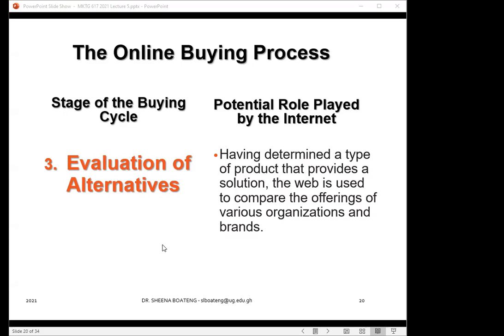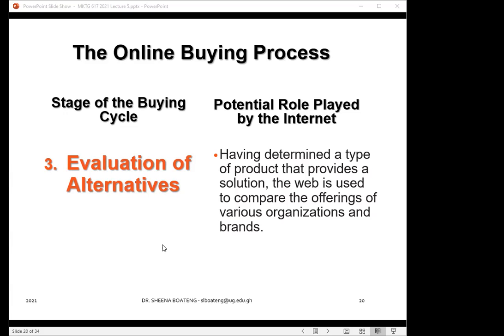So like Nuruddin mentioned about the price comparison sites, that is a typical example of an online platform that can be used to evaluate alternatives. Please, do we remember the experience we had with the price comparison site? Yes, please, we do. Good. We also saw the experience with the product review site, where the different products were put side by side and their features and prices were compared. These are all ways by which the internet can facilitate the evaluation of alternatives among customers.